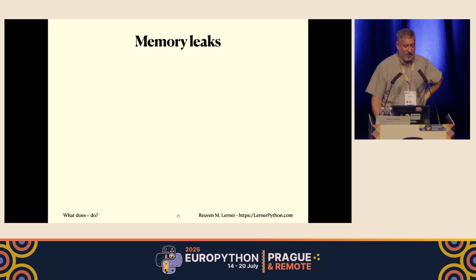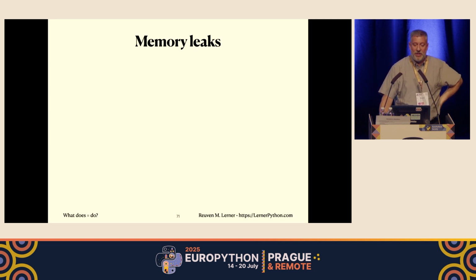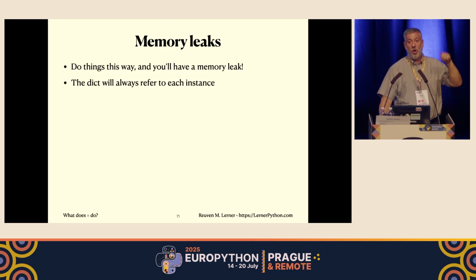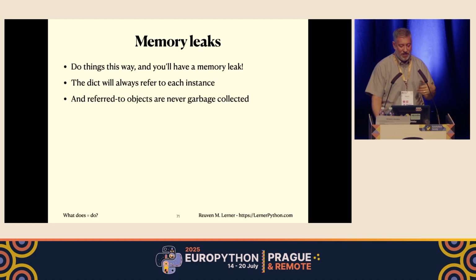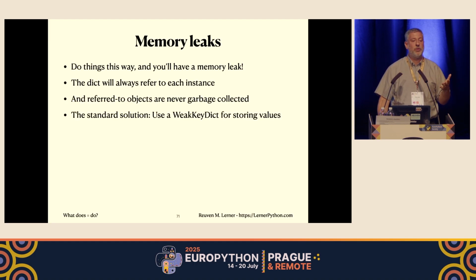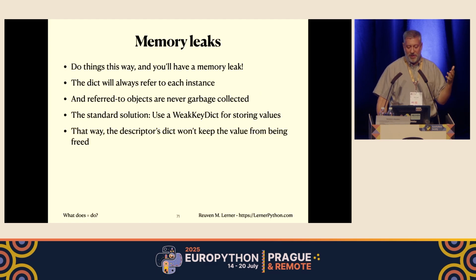Yeah, except for one little thing, which is memory leaks. Because if you do this, you will have a memory leak, because the dict will always refer to all of our instances. And if it refers to our instance, then there's a reference. And if there's a reference, then the garbage collector won't let it go. So what are we going to do? The standard solution is to use a weak key dictionary, meaning that the key does not add to the reference count. And so if this is the last reference to that object, then it's freed up.